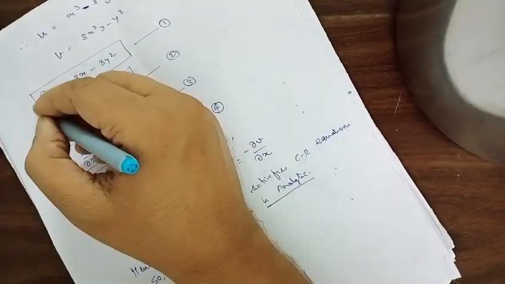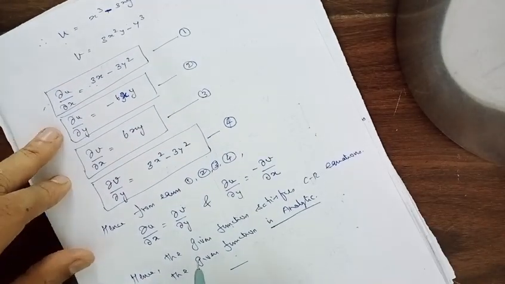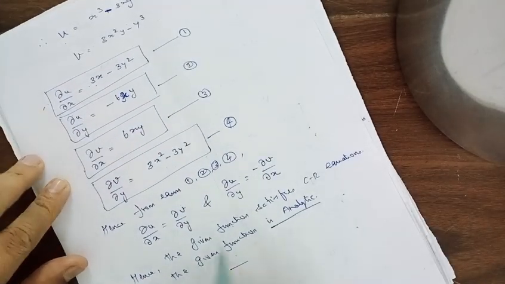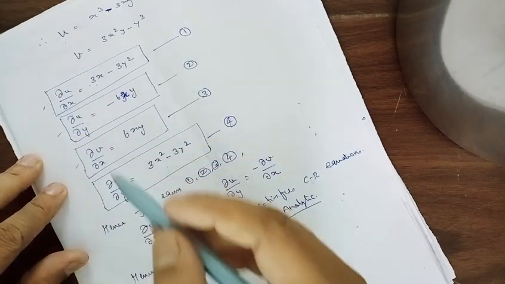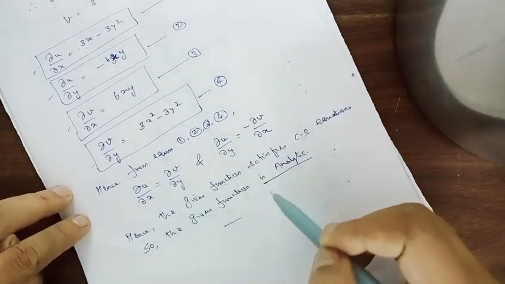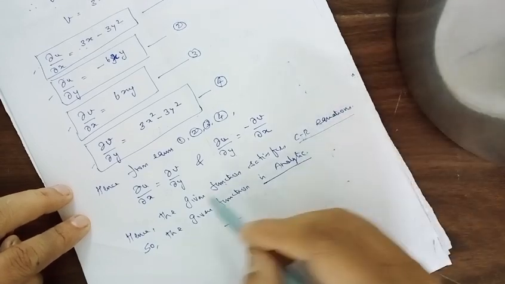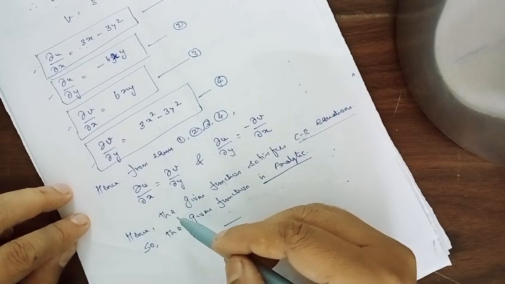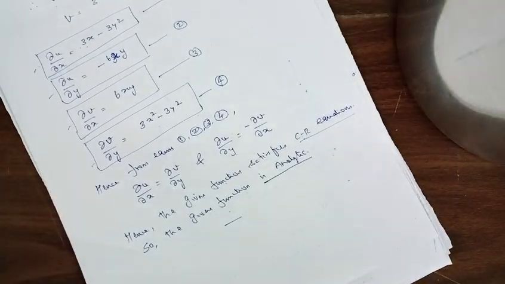From that you calculate dou u by dou x, simple partial derivatives in terms of x and y. So it is very easy. Dou u by dou y. Then dou v by dou x you calculate. Then dou v by dou y. So 1, 2, 3, 4. It is proved that the given function is analytic because it satisfies the CR equations and also the derivatives are continuous in the region. Therefore, this given function is analytic.